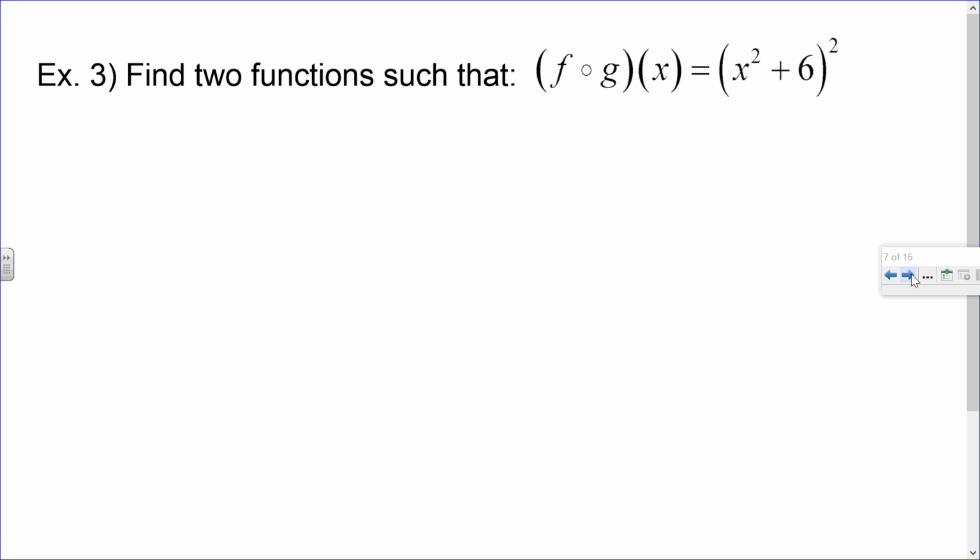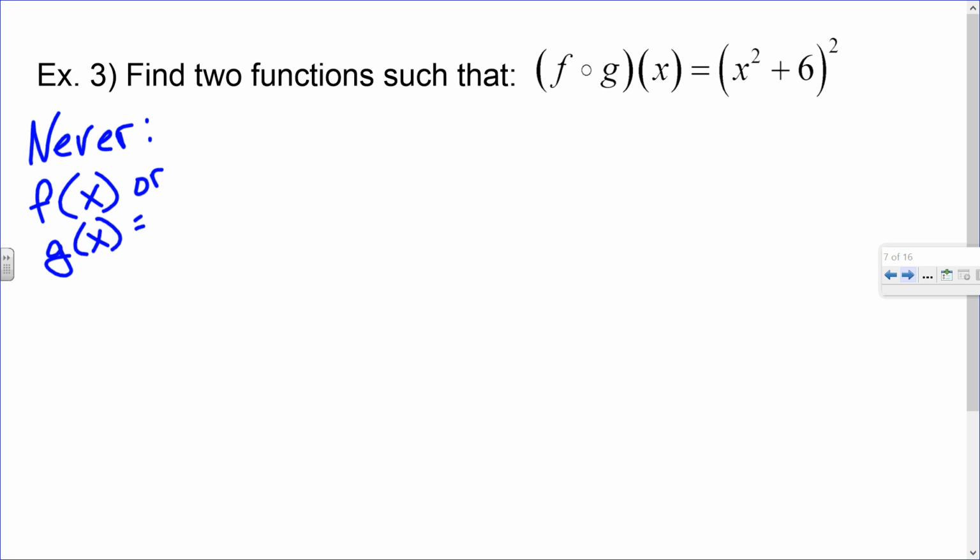I will tell you that one way that I will not accept is if you ever say f of x or g of x is just x. Because it's always true, you could say f of x is x, g of x is x squared plus 6, all squared. That's no thinking, that's boring, you haven't really done anything. So I want a better way of coming up with some different things than what you've got here.